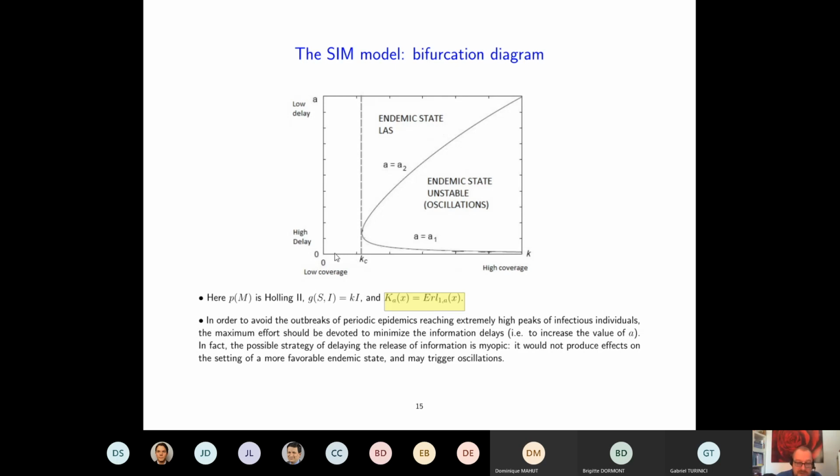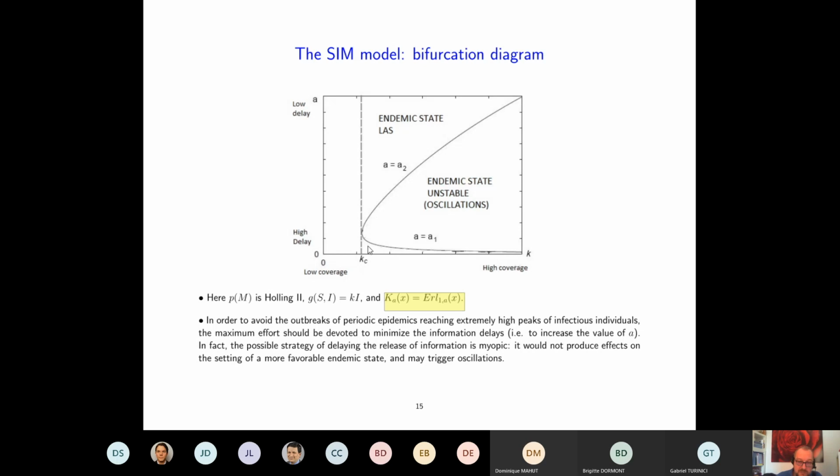So here on the horizontal axis, we have the information coverage. This is an area of low coverage. This is an area of high coverage. And on the vertical axis, we have the information delay. So in this area, we have low delay, because A is just the inverse of the information delay. And as you can see, if the information coverage is very low, then we are in a region where the system is at a locally asymptotically stable endemic state. So it is in a stable state.